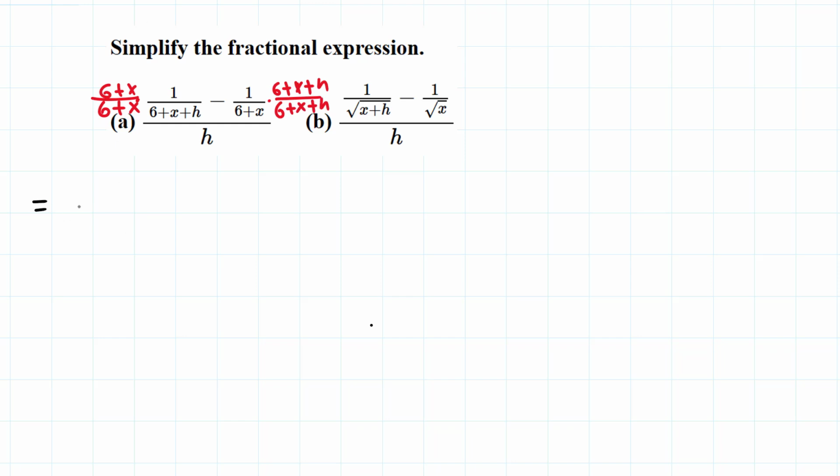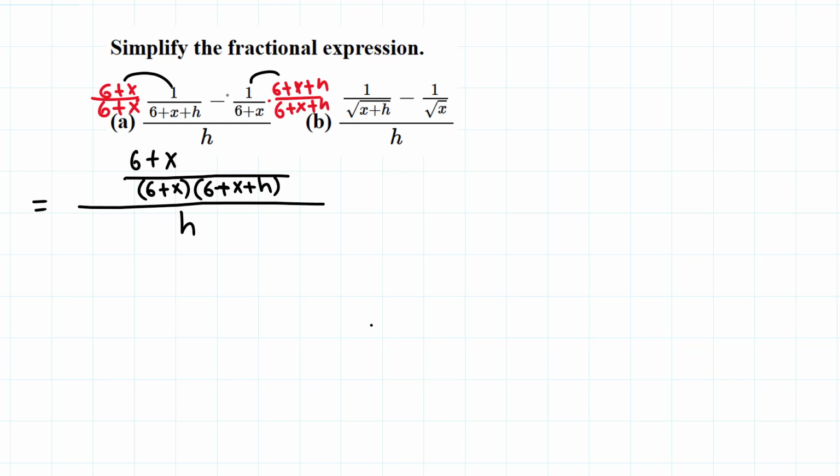Then we have h on the bottom. Now the common denominator is 6 plus x, a block of two terms, and then 6 plus x plus h. On the top we have this times 1 and then negative 1 times that. 6 plus x times 1 is simply 6 plus x. Here though, minus 1 needs to be distributed. Minus 1 times 6 is minus 6, minus x, and then minus h. We are just distributing negative 1.